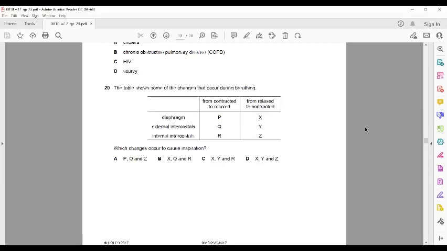So X, Y, and R, B is the answer. Sorry, C is the answer.